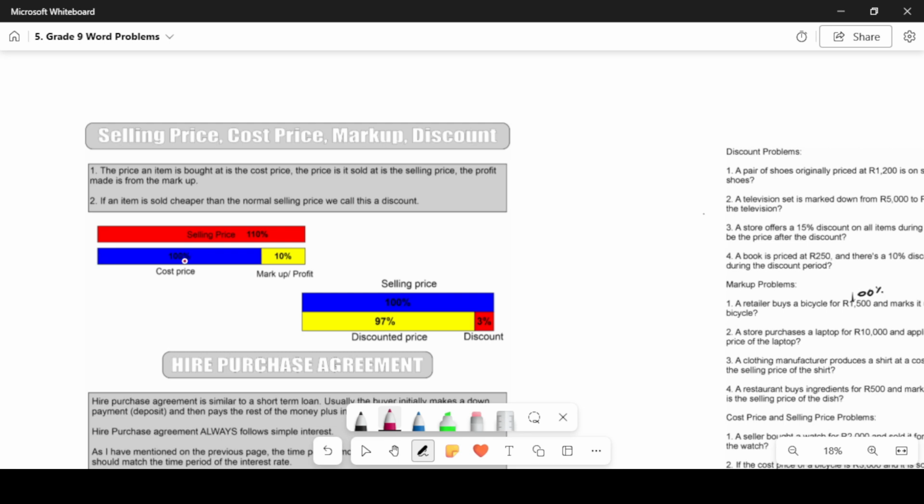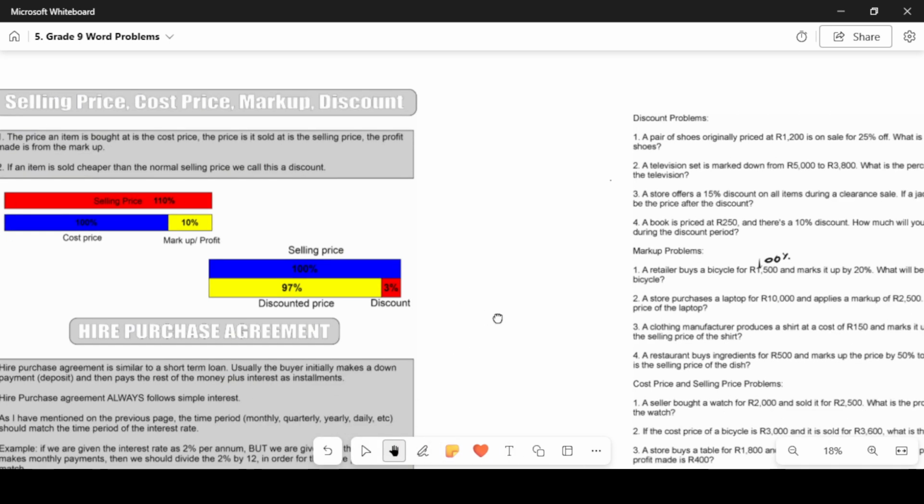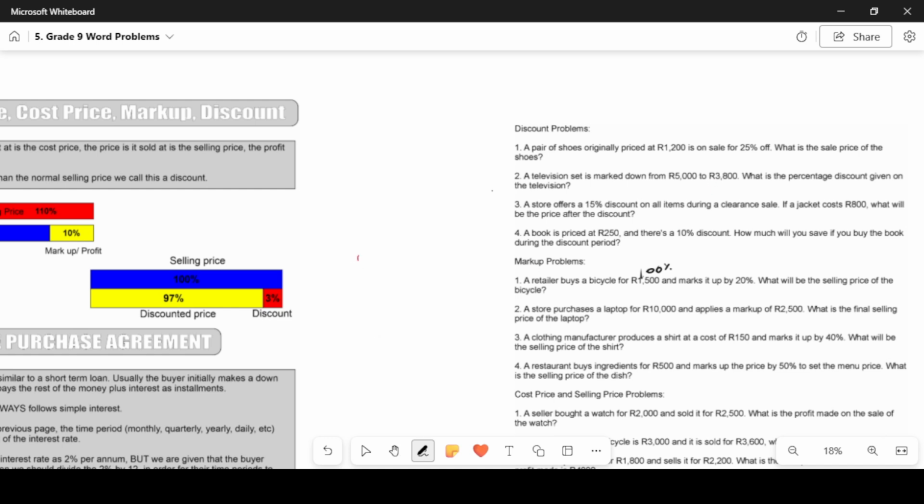Then what we're doing is, by taking the cost price and dividing it by 100, we're getting the value of a single block. Then you multiply it by 110 and you'll get the selling price of the item. It's the exact same idea. So with this 1,500, if I divide it by 100, I get the value of a single block. Then I multiply it by 120 and I get the selling price, because 100 plus the 20% markup gives you 120. And then we get 15 times 120, which is 1,800. So that's the selling price of the bicycle.